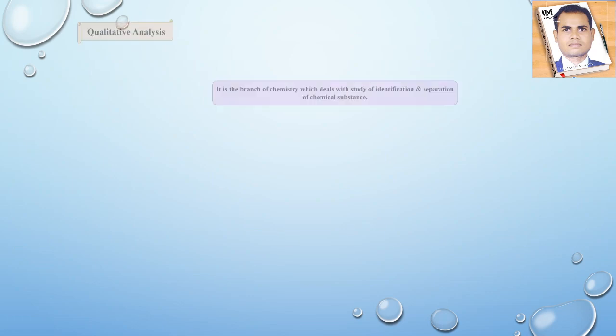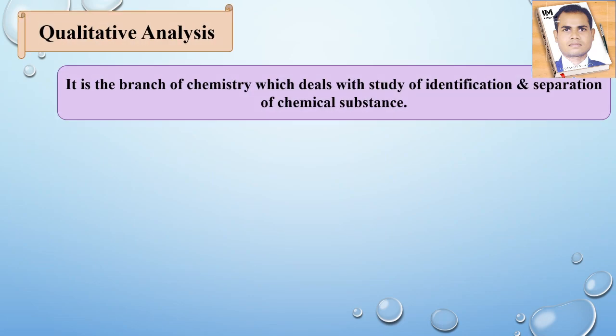Now, qualitative analysis: if we take any kind of sample, what type of elements are present in that sample, that we can identify in qualitative analysis. And the proper definition is: it is the branch of chemistry which deals with the study of identification and separation of chemical substances.